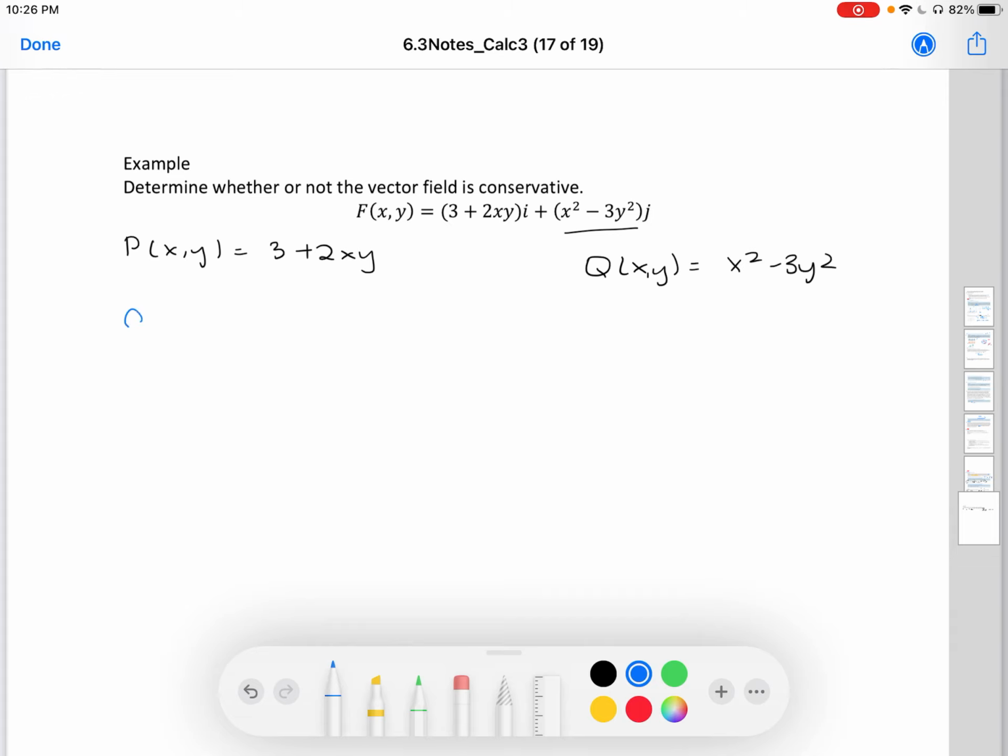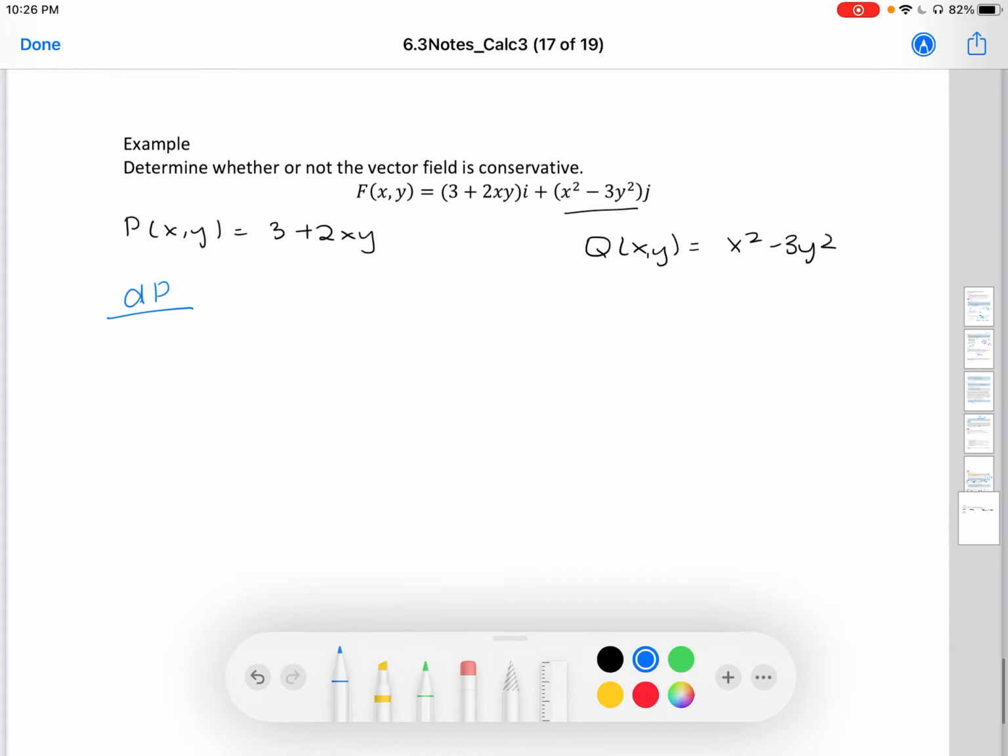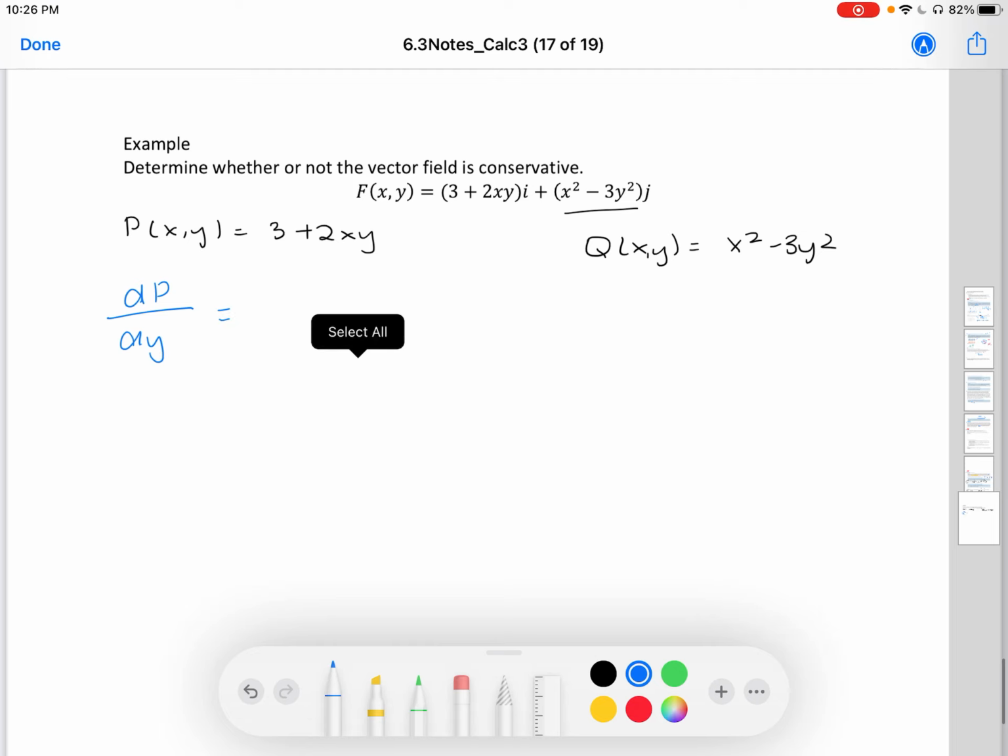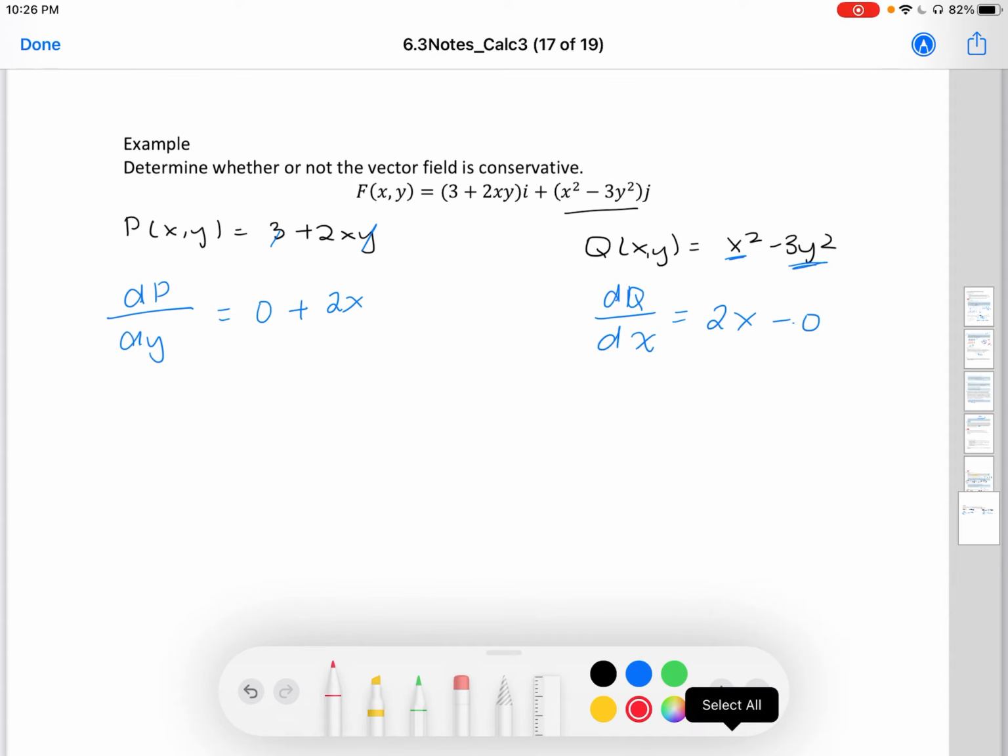For the first one, I want to take my p and take the derivative in terms of y. The 3 is a constant, that's just 0. The derivative of 2xy in terms of y gives us 2x. For our q, we take the derivative in terms of x. The derivative of x squared is 2x. There's no x in the other term, so its derivative is just 0. Here we see that our results are the same, so we can say yes, it is conservative.